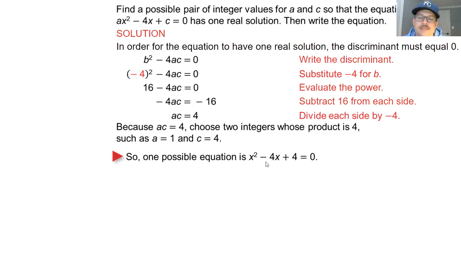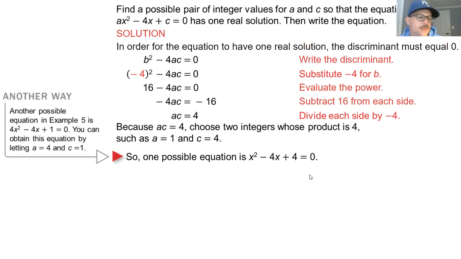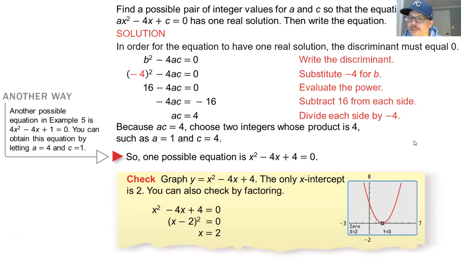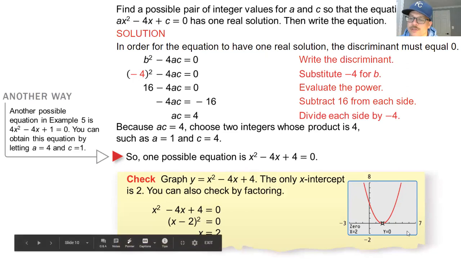So this could be a possible equation where your A is 1, B is still -4 from the start, and your C is the +4, which we determined previous step. You can also check that by plugging in your graphing calculator, just like always, to make sure that the graph crosses the x-axis once, which it does right there at 2.